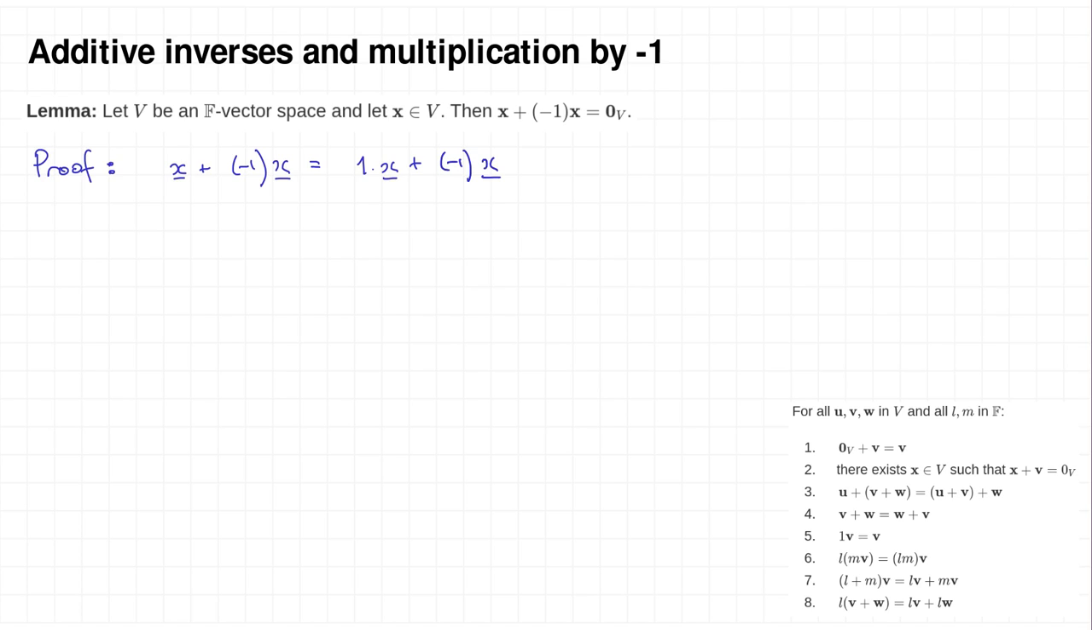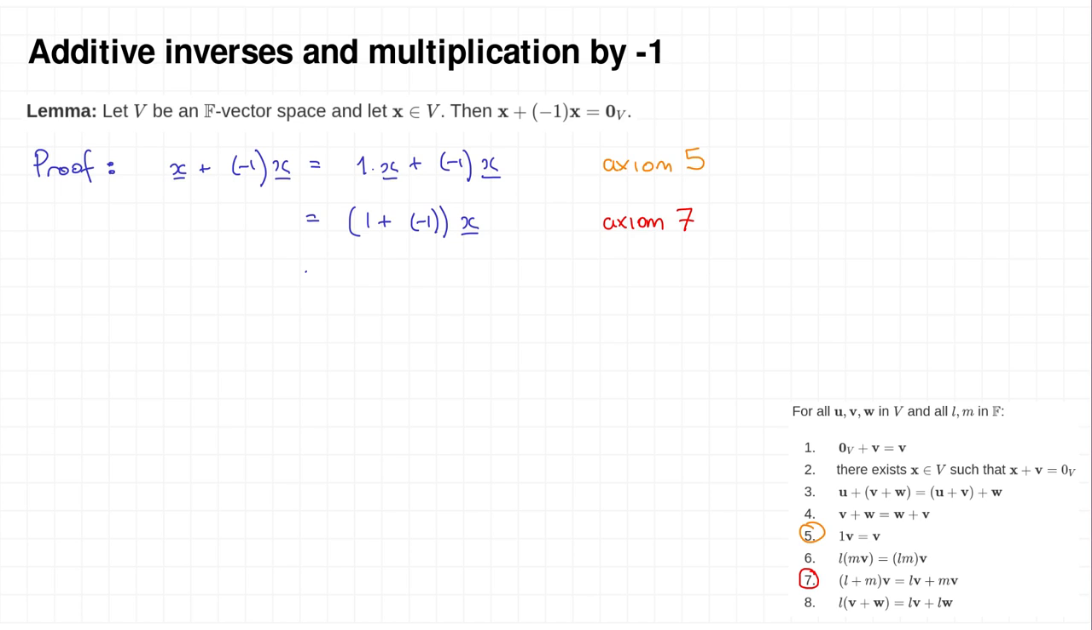Again, I've copied at the bottom of the screen the vector space axioms, and you will see that axiom 5 there tells you that when you scalar multiply by 1, you don't change anything. Okay, next we're going to gather together these two scalars here. We can rewrite this as 1 plus minus 1 times x, and the reason we can do that is because axiom 7 says we can. So that's an instance of axiom 7.